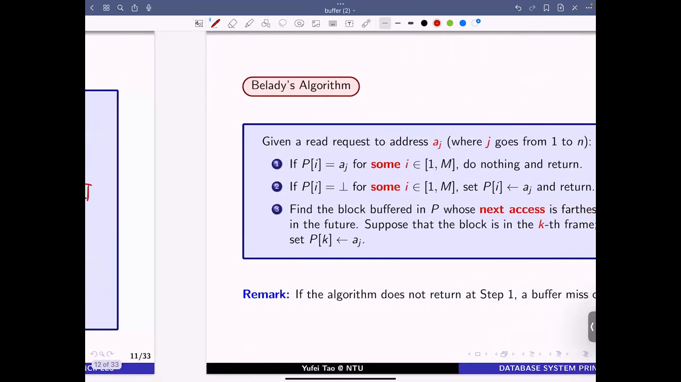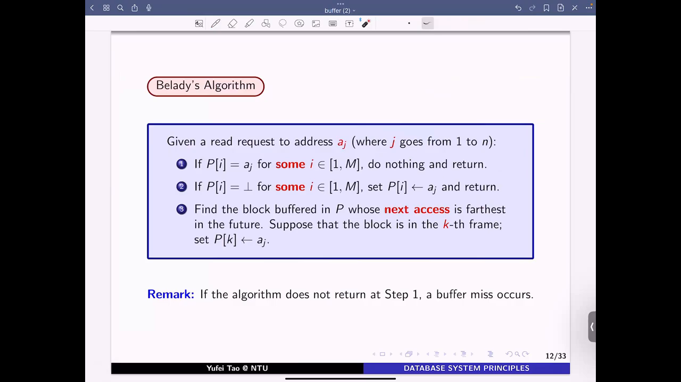It turns out that there is a very elegant algorithm for solving this problem. This is Belady's algorithm. This is the English pronunciation; the exact pronunciation could be something like Baladi, but I'll just go with Belady. Belady's algorithm says all you have to do is follow a simple greedy strategy.